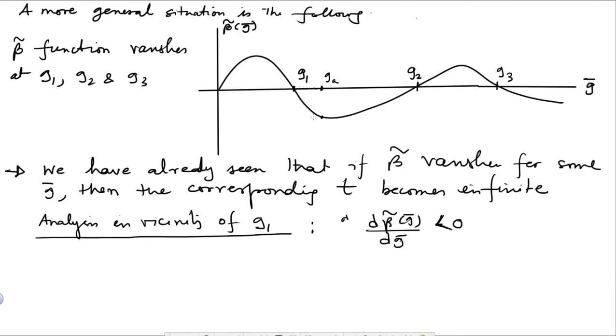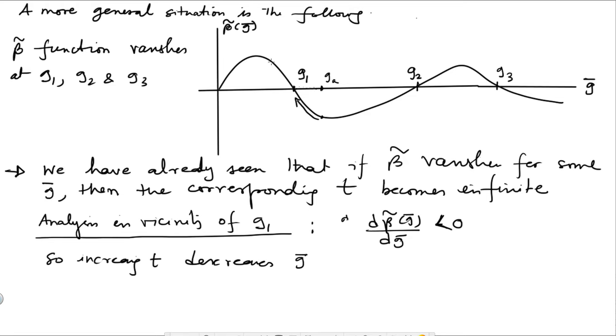So I start moving. I was here, this was the beta tilde when the running coupling was this, and as I increase T, I am going along this direction. Increasing T decreases G bar, and that is why I am going like this.